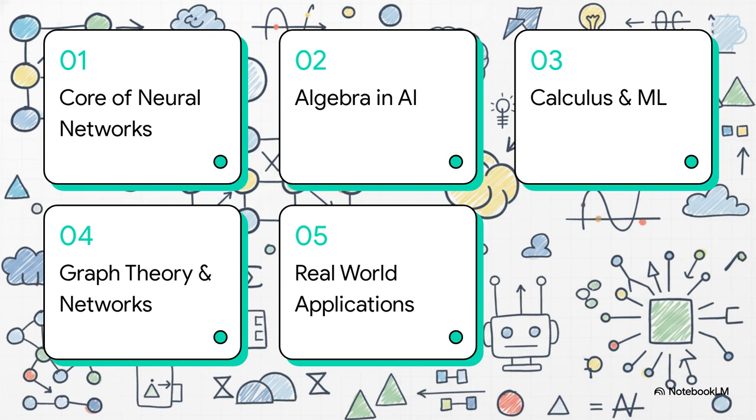Okay, so to make sense of all this, here's our roadmap. First, we'll cover the core of neural networks. Second, algebra in artificial intelligence. Third, calculus and machine learning. Fourth, graph theory and networks. And finally, we'll wrap up with real-world AI applications.